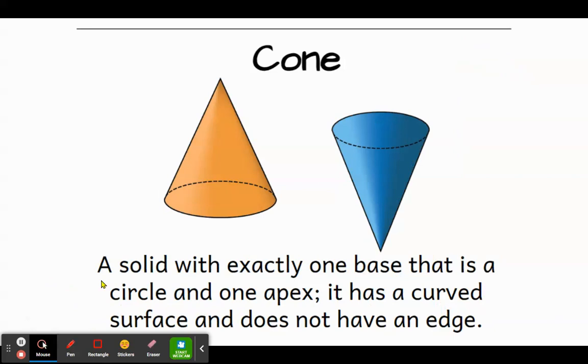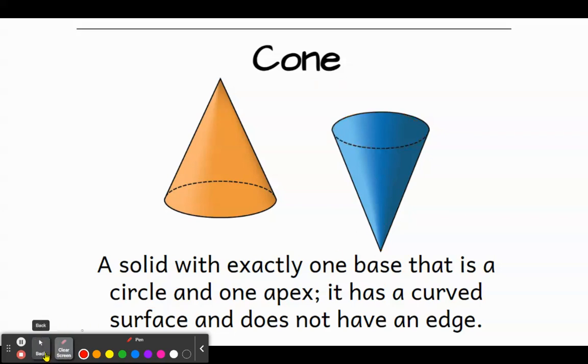Okay, we're going to get into a couple of different 3D shapes. The first one we're going to talk about is a cone. A cone is a solid with one base that is a circle and one apex, which is another way to say vertex. It has a curved surface that does not have any edges. So if we look at a cone, we'll have a circle at the bottom, at the base of it, and then we will have a point and one curved surface connecting the circle to the point. You can think of ice cream cones, birthday hats, things like that.